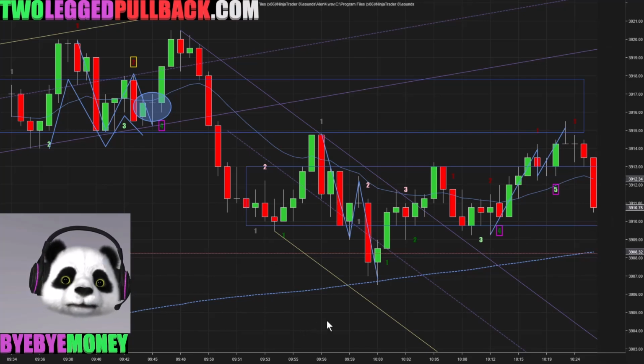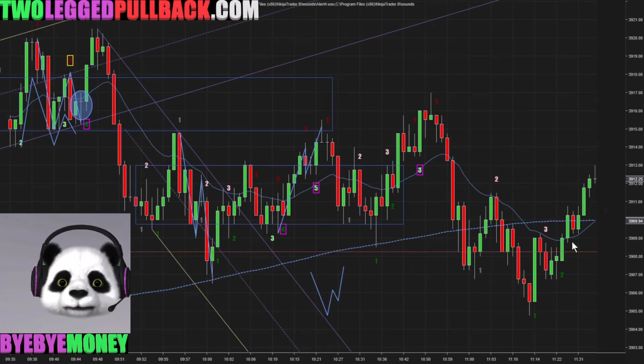So it's okay, we let that go. We have a two-legged pullback, A, B, C, and yeah, if this candle breaks the previous candle's low, the next candle, would you enter short here on this two-legged pullback?